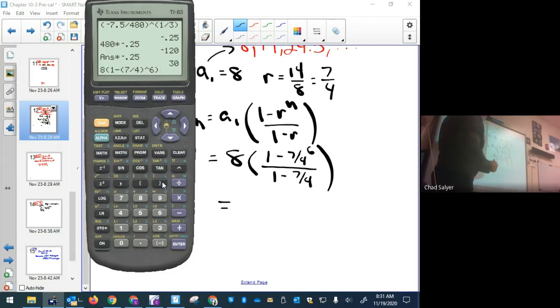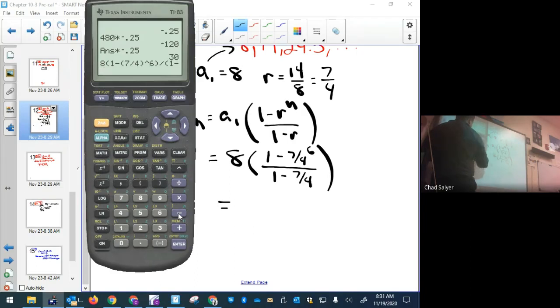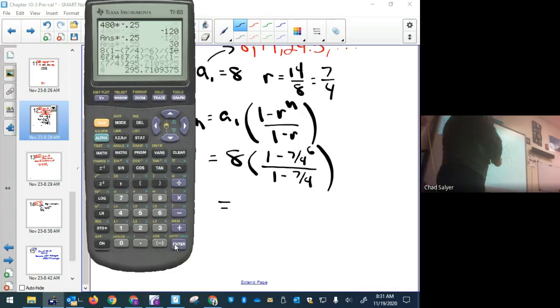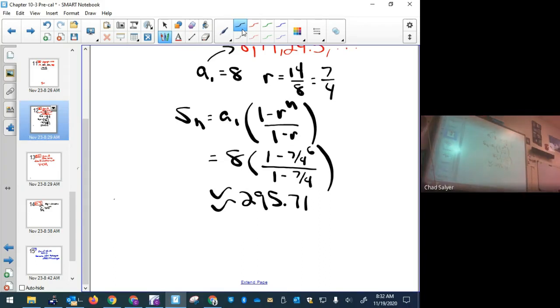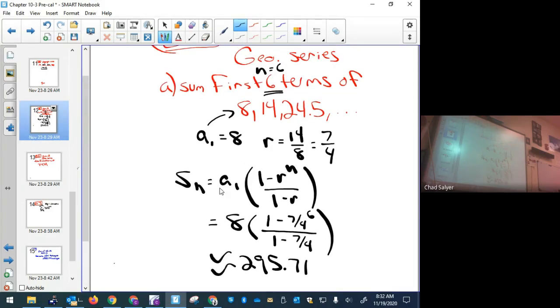Okay, so this whole thing is the numerator there. So it's 8 times 1 minus 7 over 4 to the 6th, and then divided by, and we're going to put in the denominator, which is 1 minus 7 over 4. I believe that's right. 295.72 or 71, yeah. Go approximate here. Could you scroll up a little bit? Yeah, that's correct. A lot of potential for calculator error in that problem.